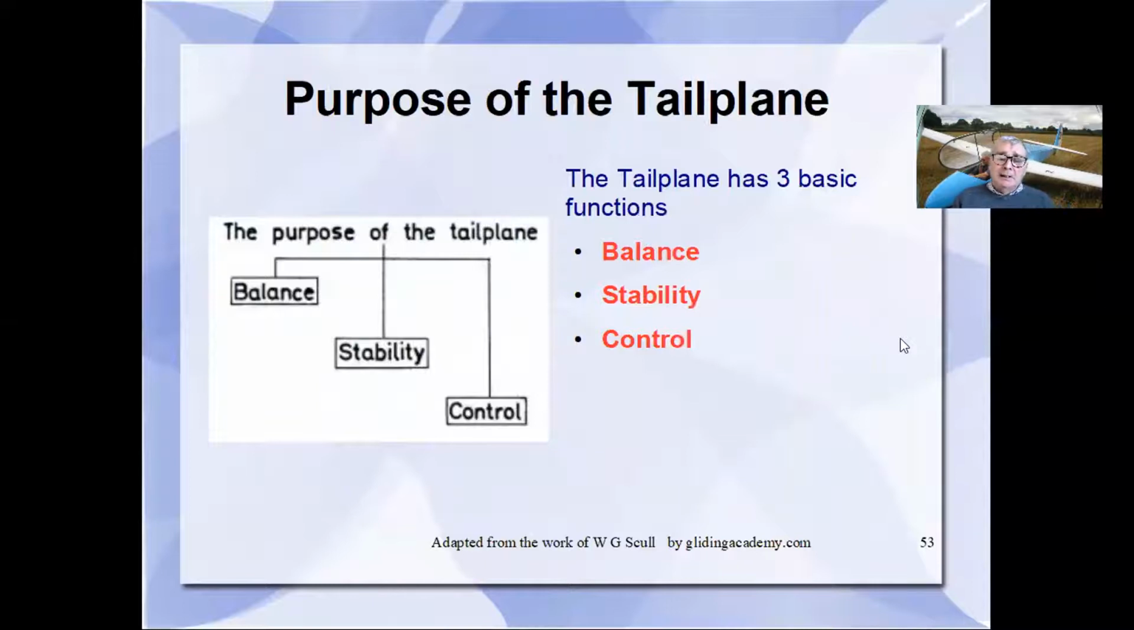Hence, we have a tailplane. Now, the tailplane has three basic functions. One is to provide a balancing force for changes in center of gravity, which we'll talk about in a minute. It has the purpose of dealing with the inherent instability of the main wing itself, and it's also a source of control for the pilot. The pilot can now raise or lower the nose because he has a tailplane.